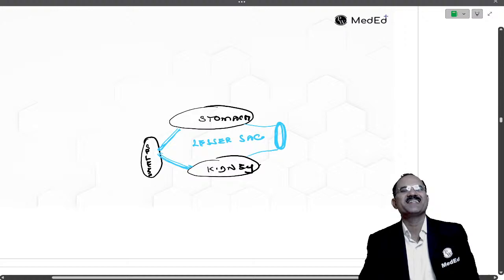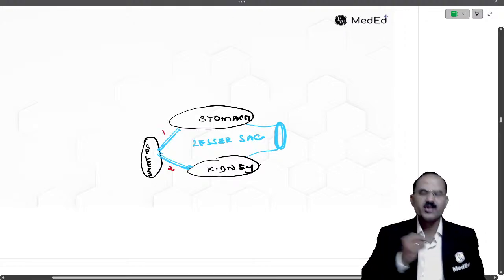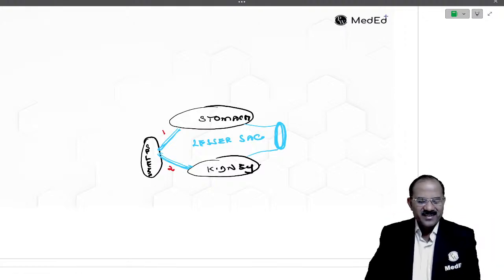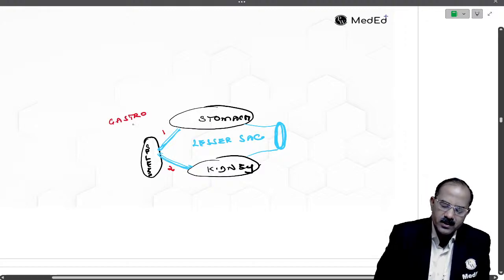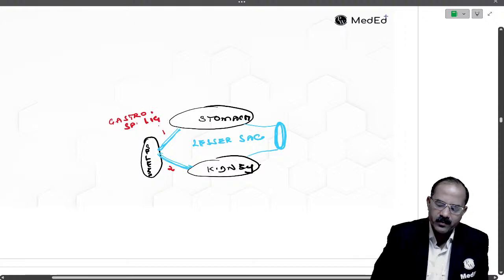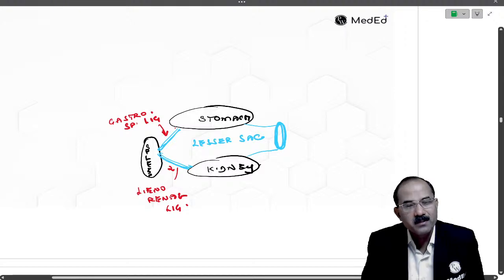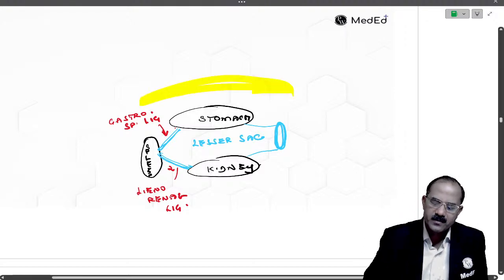Now is it making sense? Yes, you tell me, what is this number 1? What is this number 2? Now tell me, the left boundary of the lesser sac is formed by what? This is the gastrosplenic ligament, and what is this? Lienorenal ligament. The gastrosplenic and lienorenal ligaments form the boundary of the lesser sac. So what is all this?